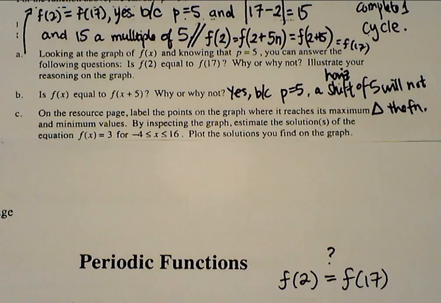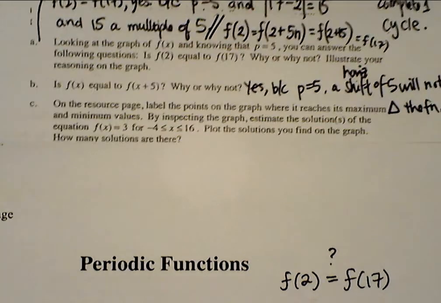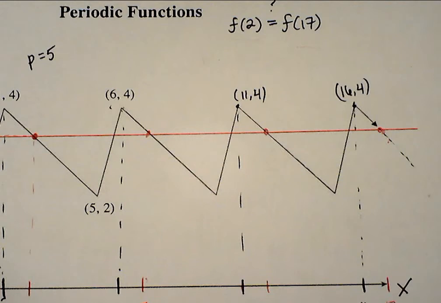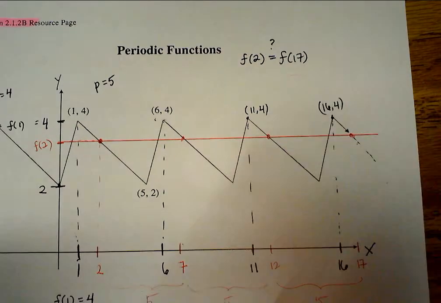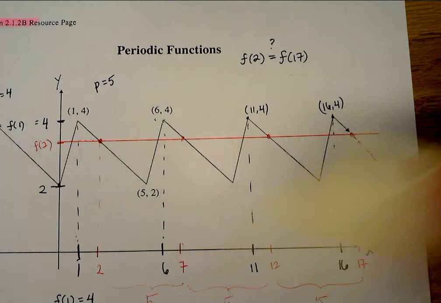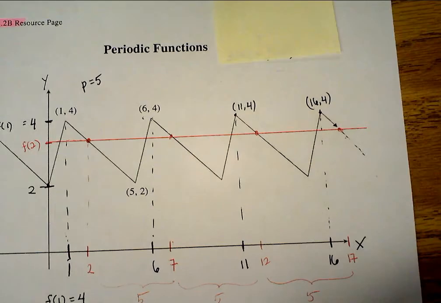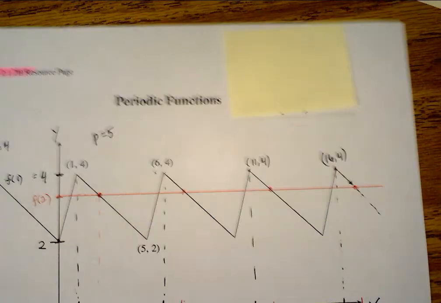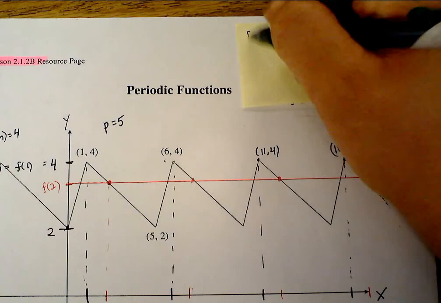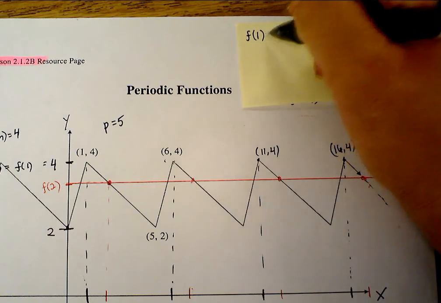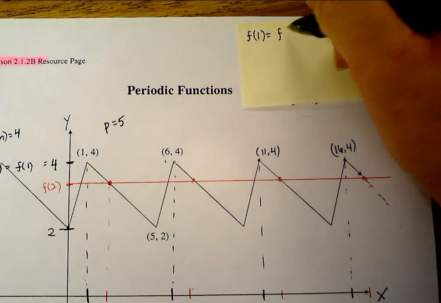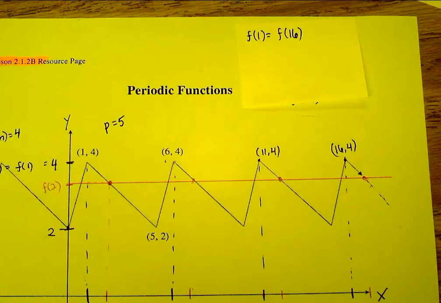Okay, so, alright. Can you guys give me some more examples? I told you that we figured out together that f of 2 equals f of 17, right? Can we figure out some more? Can you give me some more? Say that again, Steven? F of 1 equals f of 16? That's true. What else? Somebody else give me one.